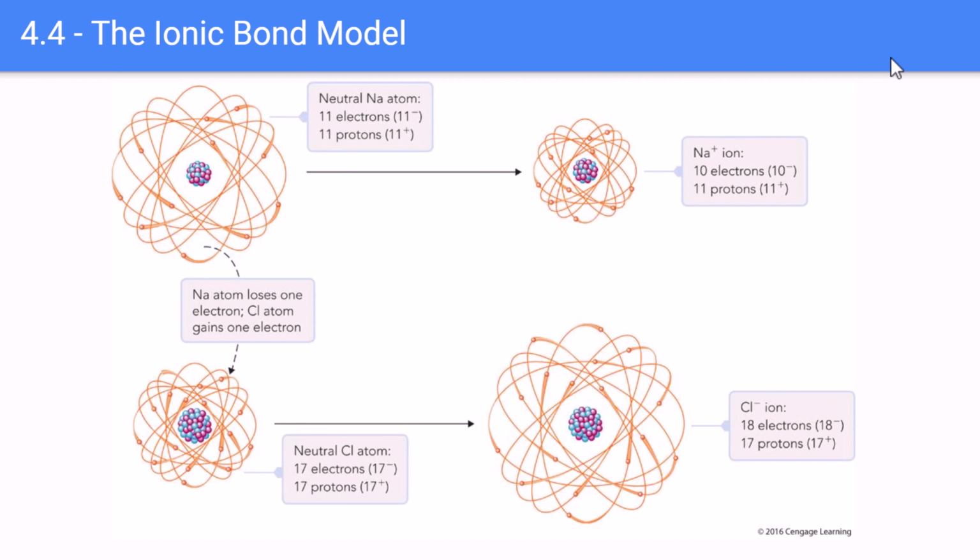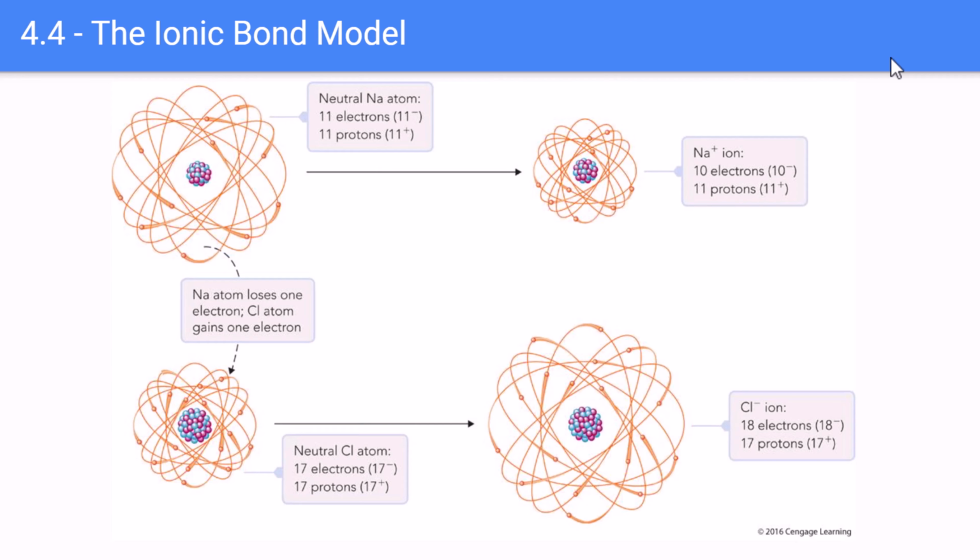So if we look at an example here, we're going to look at sodium chloride. Na as a neutral atom has 11 electrons and 11 protons, and chlorine as a neutral atom has 17 protons and 17 electrons. Well, in the process of ionic bonding, and we'll discuss why it only gives 1 electron in just a moment, sodium loses 1 electron while chlorine gains 1 electron.